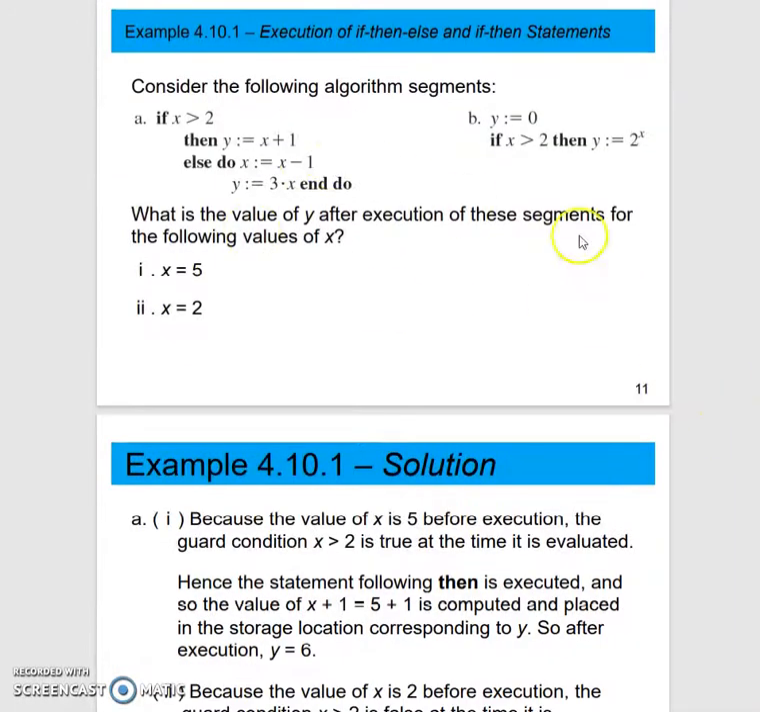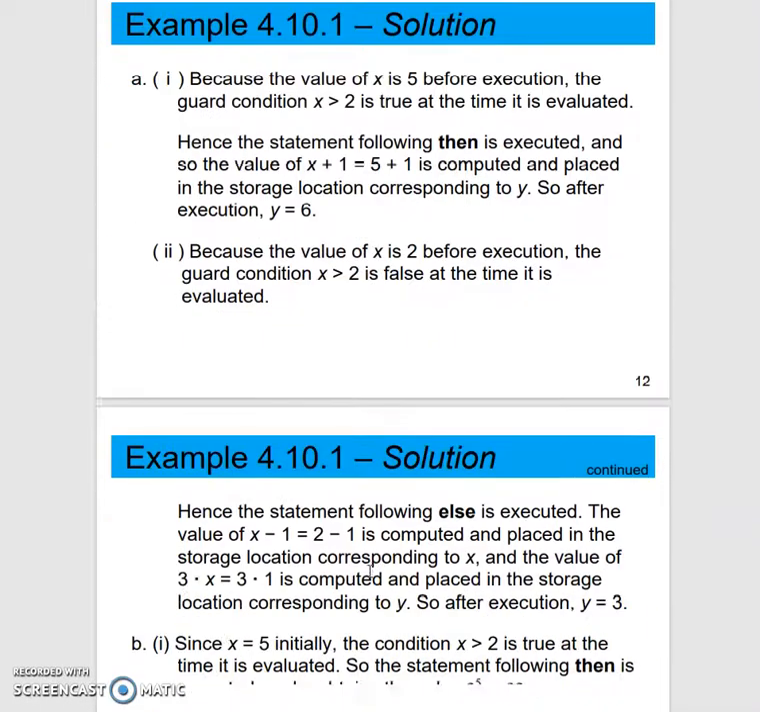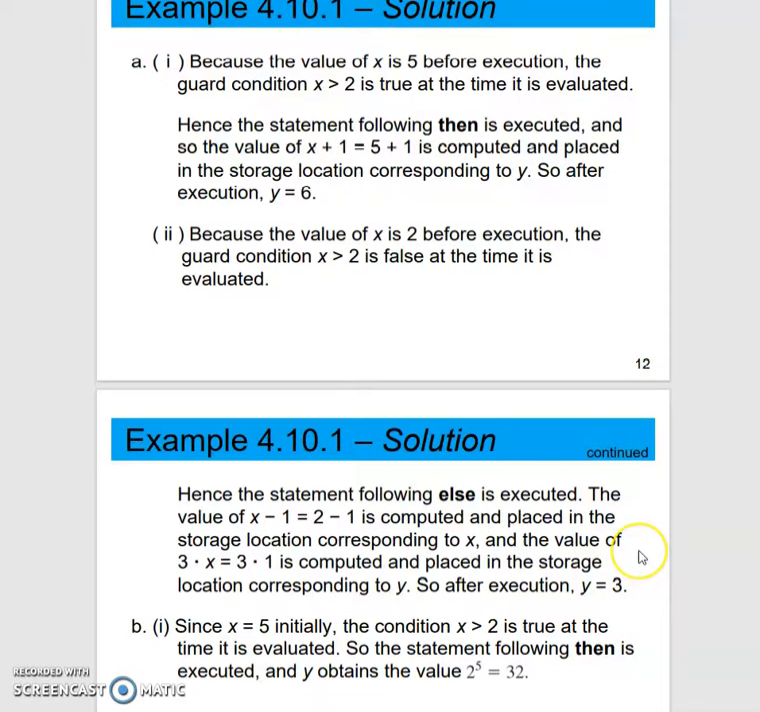So let's say we've got this little bit of algorithm. What are we going to get after we do them? So let's start with A, and let's put in x equals 5. So if x is greater than 2, which it is, then y equals x plus 1. So that means y equals 6. If we then plug 2 into there, well, 2 is not greater than 2, so I'm going to go down into the else do and subtract from that, so x would be equal to 1, and then y is 3 times 1, so that is going to give me 3 for y.